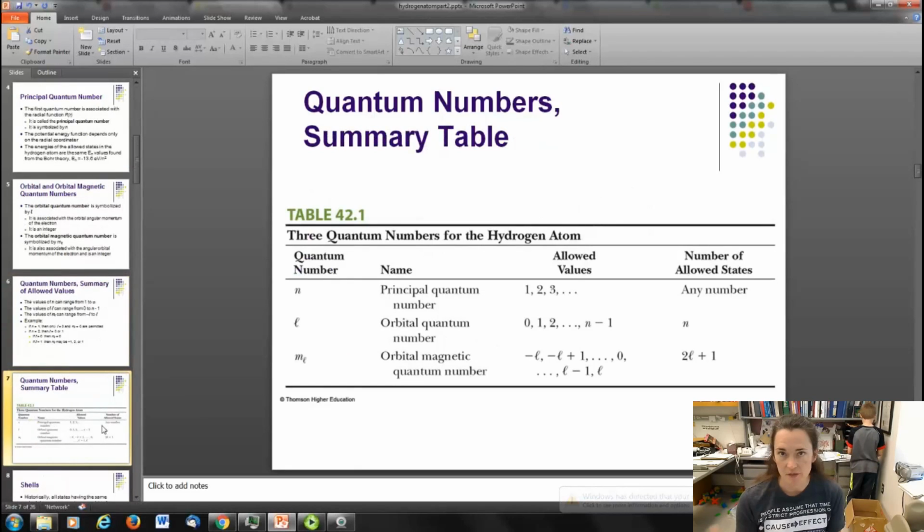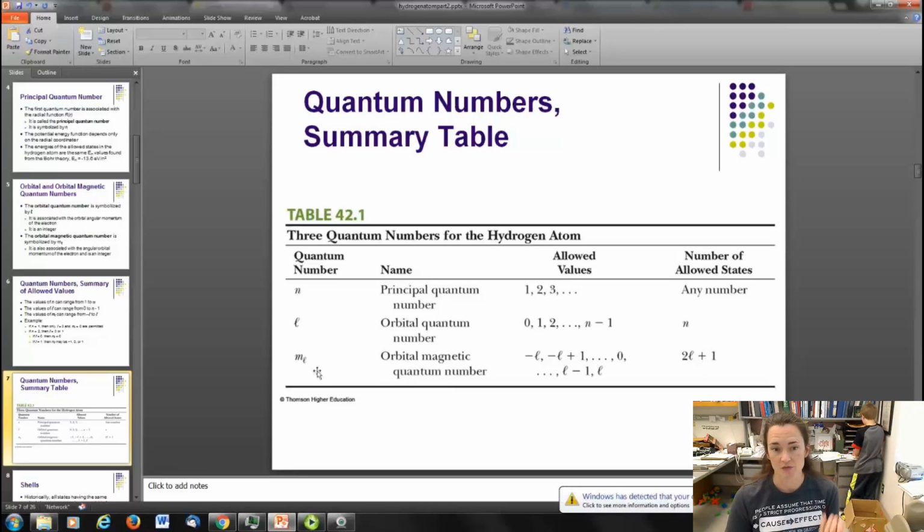So here's a handy little table. You can refer back to this table if you like when you're doing your homework or taking your quizzes to understand how this goes. One interesting thing that this table does add is it tells you how many possible values there are. So once you select n, for example, then the values of your orbital quantum number can go from 0 to n minus 1, and so that means that there's n possible values of l. Once you select l, then your magnetic quantum number values run from minus l to plus l in integer steps. And so there's going to be 2l plus 1 possible values of the magnetic quantum number once l is selected.